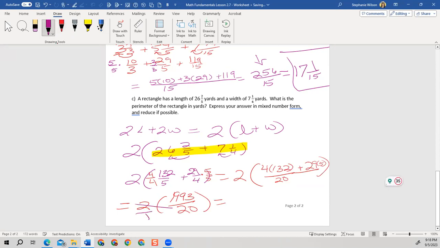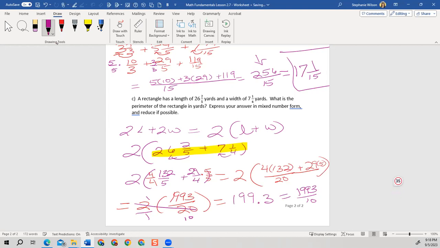Now when I multiply that, I could put a 1 underneath that 2. And I notice the 2 and 20 reduce, right? So now I have 1,993 divided by 10. And that in decimal form is 199.3. In fraction form, that's 1,993 over 10.